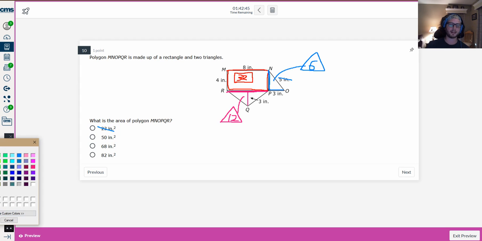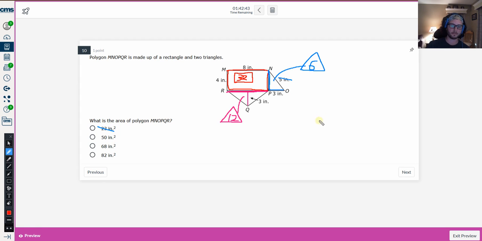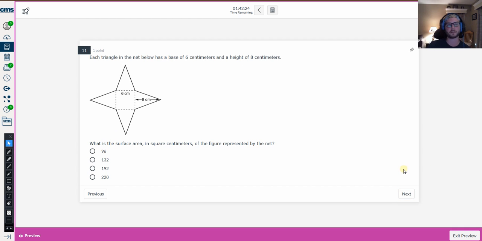The final step is to add them. So 32 plus 12, that's going to give you 44, plus 6 gives me an area of 50 squared inches for number 10. And from here on out, it is all surface area.